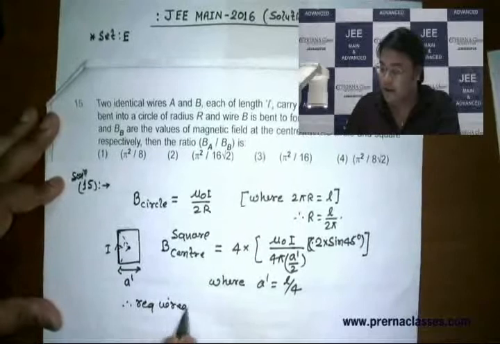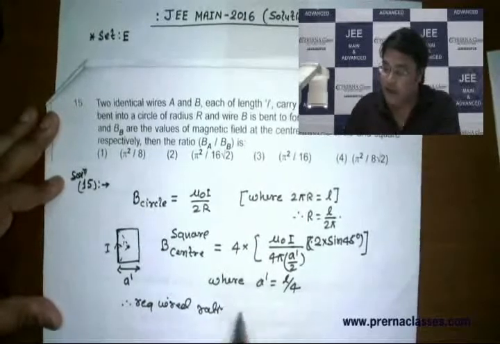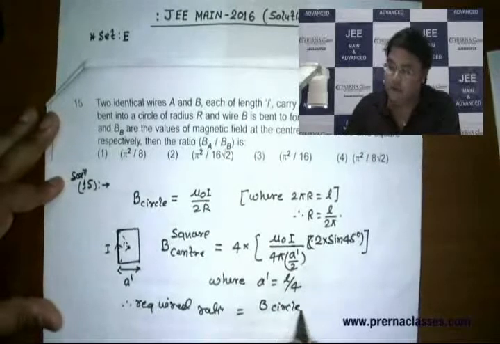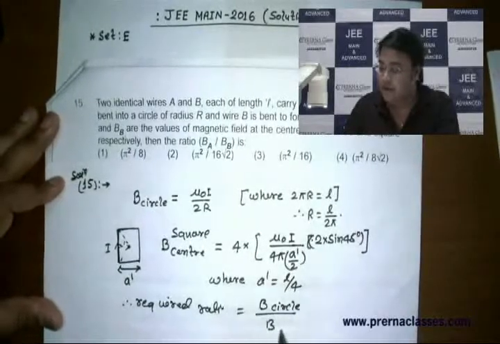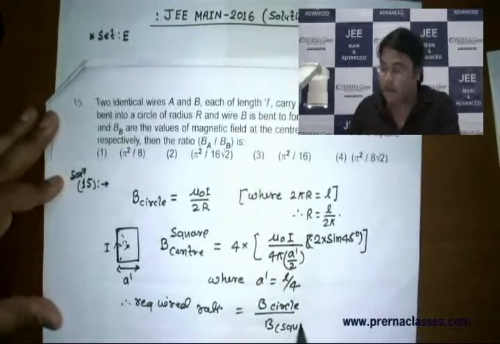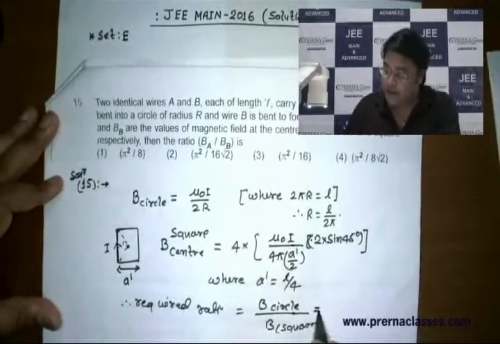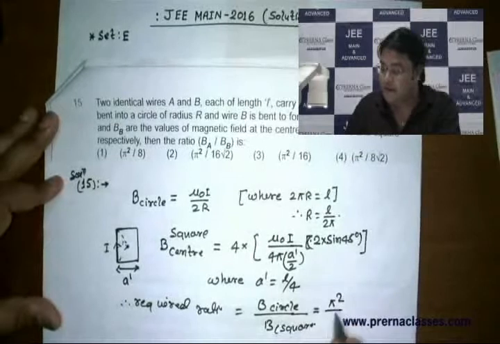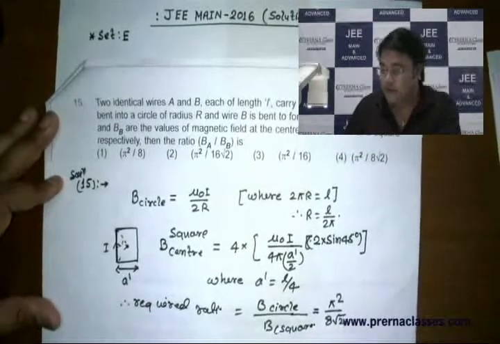omega L whole square, where omega is 2 pi into f, and the value of f is given here, 50 Hz. Okay, if you solve, L nearly equals 0.065 Henry.